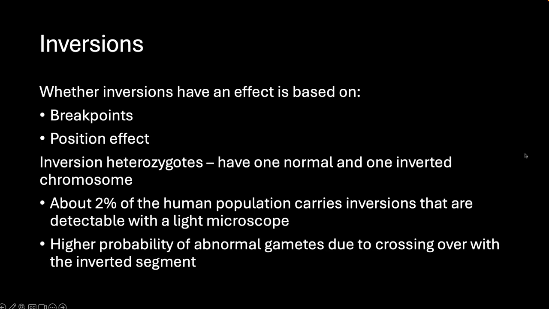About 2% of humans carry an inversion that is large enough to be detected under light microscopy. While these individuals are often unaffected, they may be more likely to produce abnormal gametes.